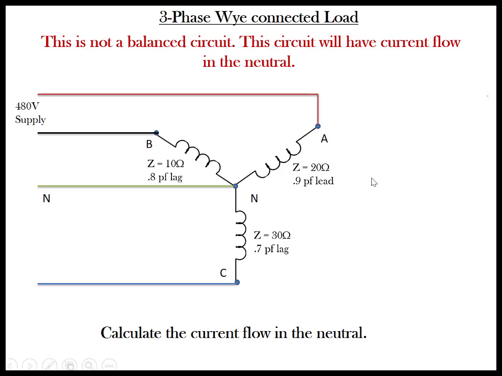In order to figure out the current in each phase, we need to know the phase voltage, and this 480 volt supply is the line voltage. In order to figure out the phase voltage, we just need to take 480 volts divided by root 3. V phase equals V line divided by root 3, and our phase voltage will be 277 volts. If 277 volts is the voltage across each phase, that voltage divided by the phase impedance will give us the current in each phase. I equals E over Z.